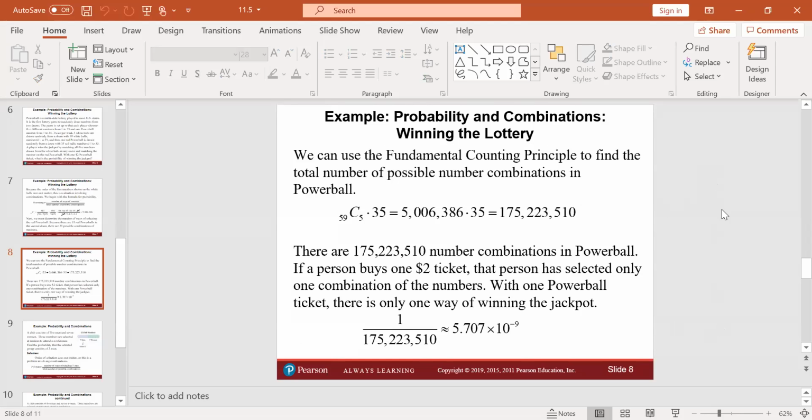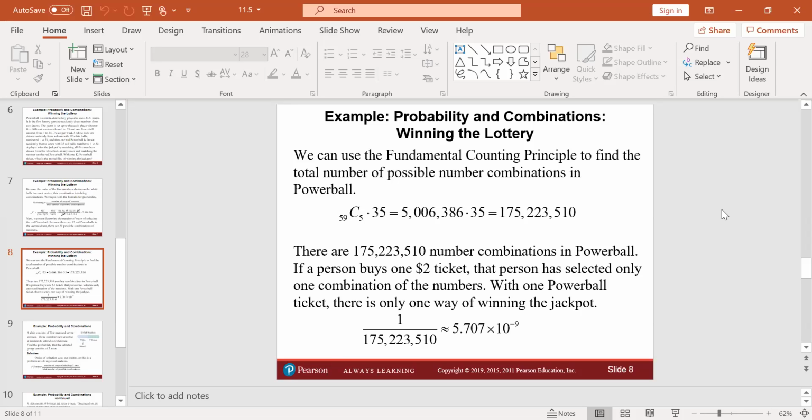So you have a 1 in 175,223,510 chance because you're only buying one ticket. If you were to buy 2 tickets and you made them different numbers on the tickets, don't play the same ticket twice. It's not going to help you. But if you were to buy 2 separate tickets, you'd have a 2 in 175,223,510 chance. If you bought 5,000 tickets, you'd have a 5,000 in 175,223,510 chance. So even if you buy a ton of tickets, your probability doesn't go up.